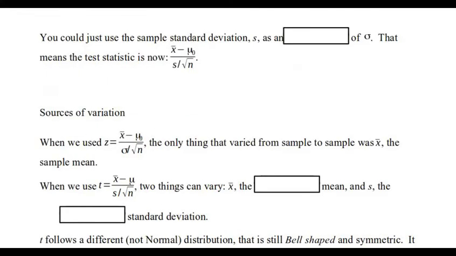Notice that when we used z as our test statistic, the only thing that varied from one sample to another was x bar, the sample mean. Everything else was from the null hypothesis or the sample size. However, when we change the population standard deviation sigma to the sample standard deviation S, we now have two things that vary from sample to sample. X bar, of course, the sample mean, and S, the sample standard deviation. This gives us a different test statistic, no longer Z, now called T.